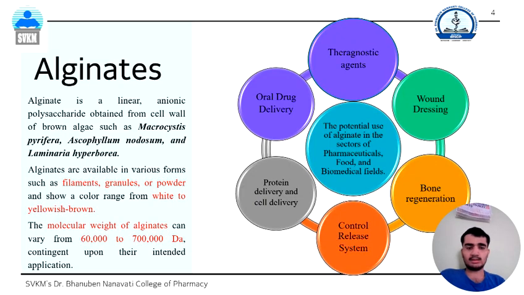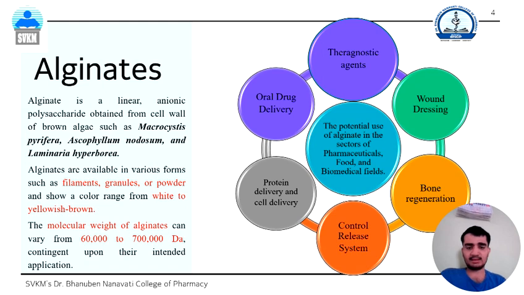Now moving toward alginate. Alginates are nothing but linear anionic polysaccharides which are obtained from the cell wall of brown algae, such as Macrocystis pyrifera, Ascophyllum nodosum, and Laminaria hyperborea. Alginate is available in various forms such as filament, granule, and powder, and the color ranges from white to yellowish brown. The molecular weight of alginate can vary from 50,000 to 700,000 Dalton depending upon the intended application.